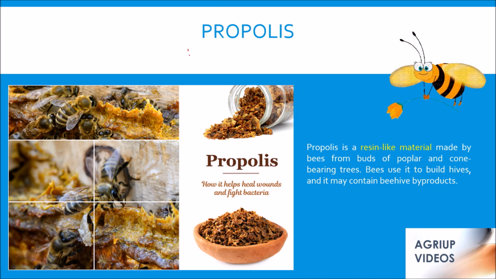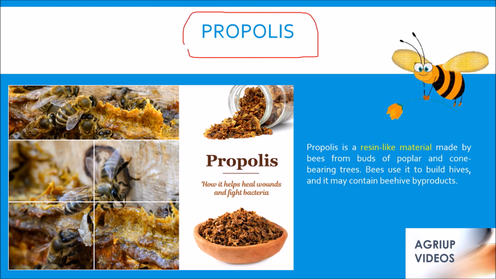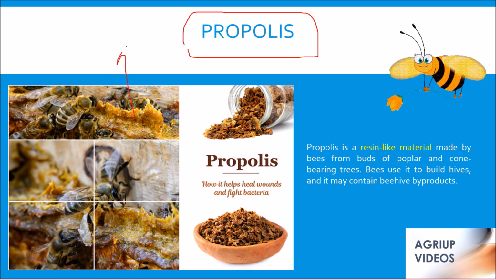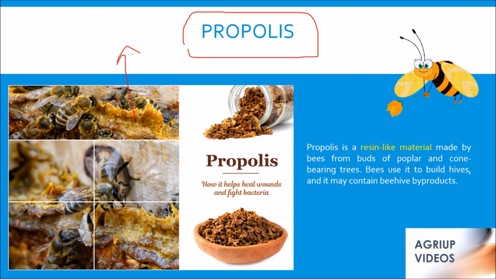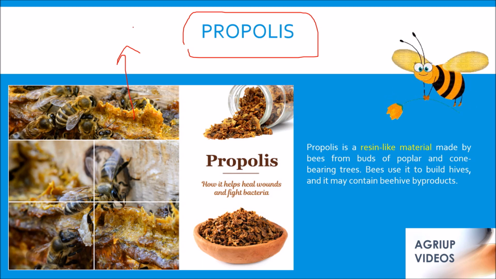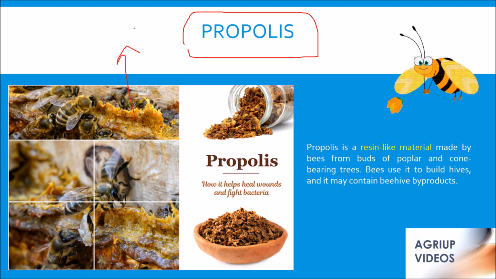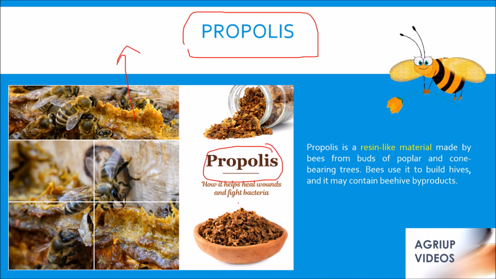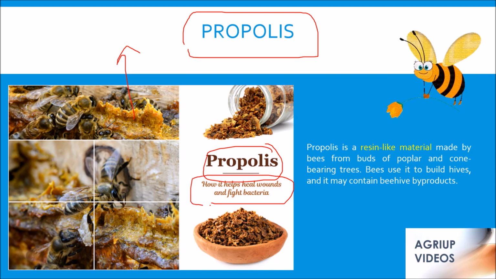Now, last but not least, propolis. This is also important. This is a resin-like material made by the bees from the buds of poplar and cone-bearing trees. It is very important as it is required to make their hives. For us, propolis is important because it is very helpful to heal wounds and to fight bacterial infections.